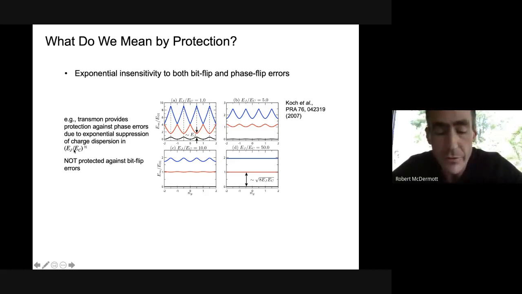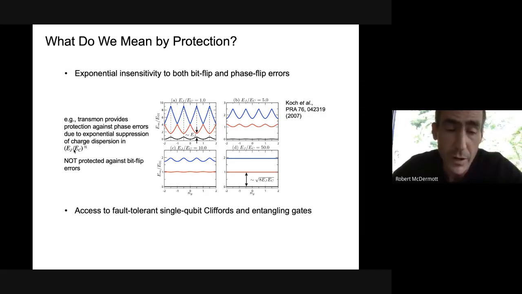So this device achieves exponential protection against low frequency charge noise and dephasing from low frequency charge noise. But there's no protection against bit flips or dissipation with this type of device. So the transmon, I would say, is half protected, but it doesn't achieve full protection. But I'll show you that there is a class of qubits based on pi elements that in principle should allow us to achieve complete protection, exponential insensitivity to both phase flips and bit flips.